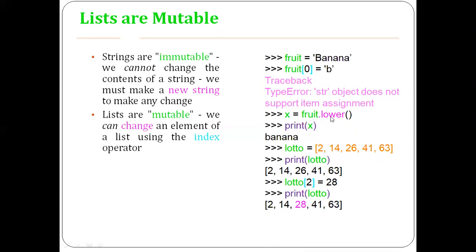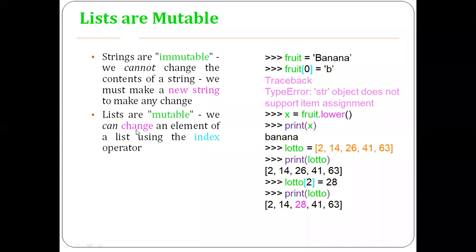To avoid this, you can use the functions here: x equals fruit dot lower. So it is going to change the value. But one thing is that even if you call this function, it's not going to alter the original string. The fruit is there as it is, and whatever changes you have made here will be assigned to a new string, and that string we are going to print here. Look at the example here.